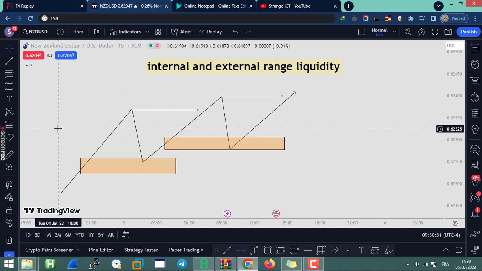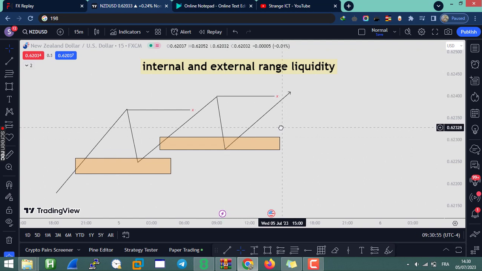All right, guys. So internal and external liquidity, price basically will move like this. It will attack external liquidity, and then internal range liquidity with fair value gap, then targeting external liquidity, and then retracing to internal range liquidity, and then external. So the market moves this way. It will move from internal to external, from external to internal range liquidity. All right, guys. So this is the second concept. Again, if you want more details, go to my previous video.